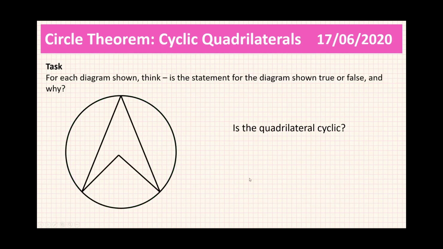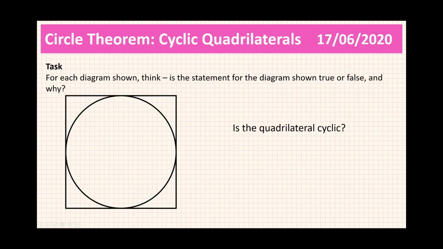What about this one? Is this a cyclic quadrilateral? Pause the video. What do we think? Okay, so this one, here is our circumference. So there's the circumference in green. So we have 2 chords here instead of 4. Remember, we need 4 chords. So although this is a quadrilateral, because we only have 2 chords, this is not a cyclic quadrilateral. Remember, we need 4 chords and all of the vertices must be on the circumference for it to be cyclic.